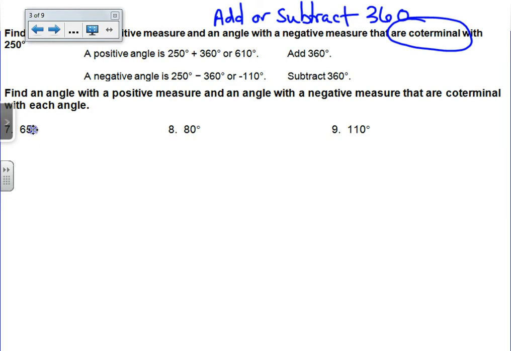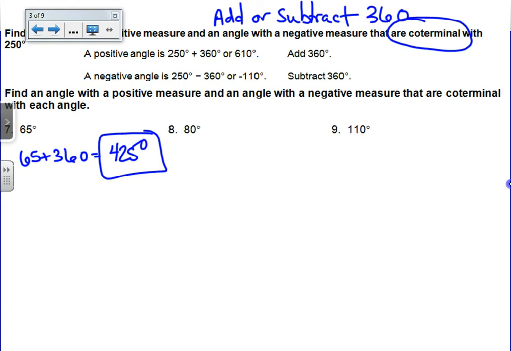So 65 degrees. If I want a positive coterminal angle, should I add 360 to this or subtract 360 to that? Thinking adding would be a good idea. So one full rotation would be what measure? What's 65 plus 360? I heard 425. Okay, so there's my positive coterminal angle.